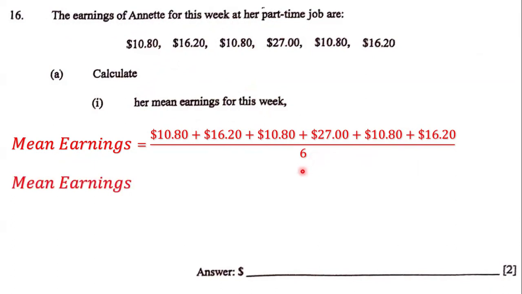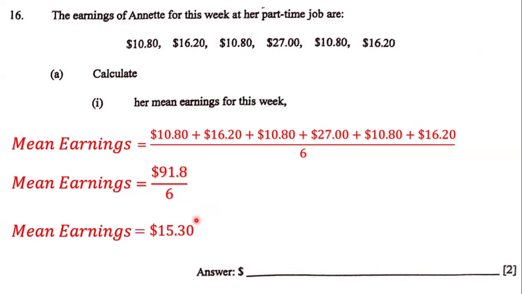So what is that sum at the top? When we add these numbers at the top, we get $91.80, but we still have to divide it by 6. $91.80 divided by 6 is $15.30. And so that means that our mean earnings is $15.30.